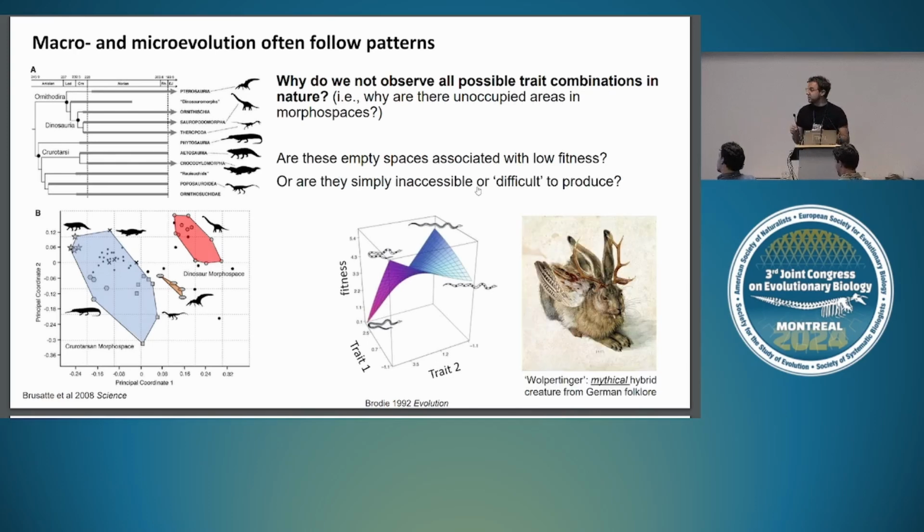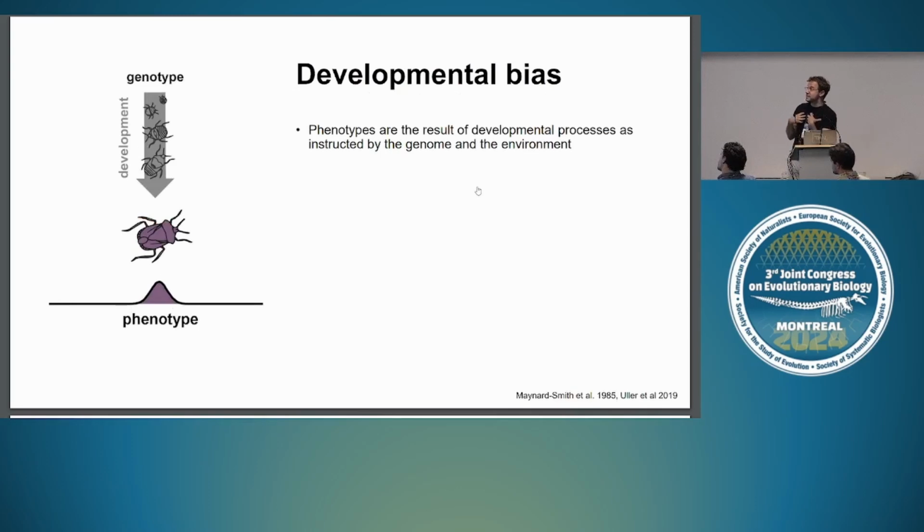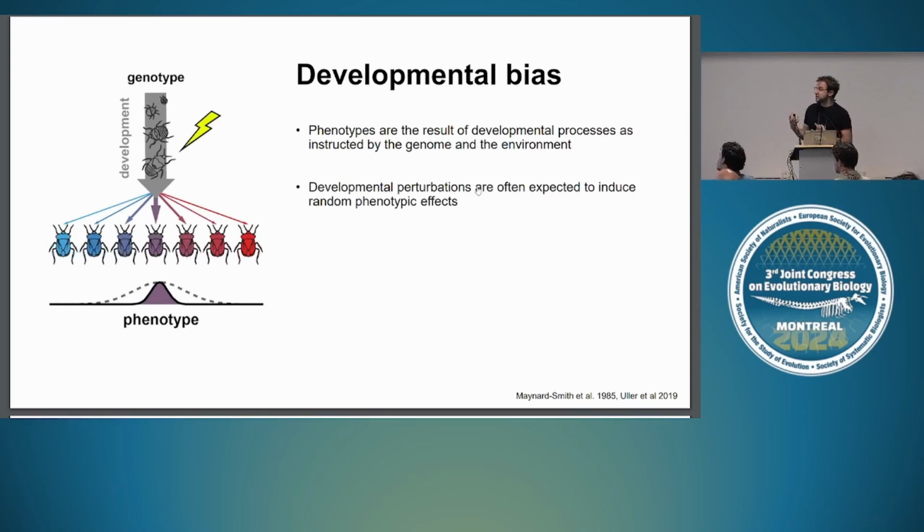However, similar patterns can also arise if the developmental architecture underlying those traits is just incapable or less likely to produce those trait combinations, and that's what we refer to as developmental constraint or developmental bias. Now, when I talk about developmental bias, that's what I'm thinking about. Usually we think about phenotypes as the result of a developmental process that is instructed by a genotype in a given environment. And if we introduce perturbations to this developmental system, for instance, due to introduction of novel mutations or environmental fluctuations, one might expect that this leads to random phenotypic effects.